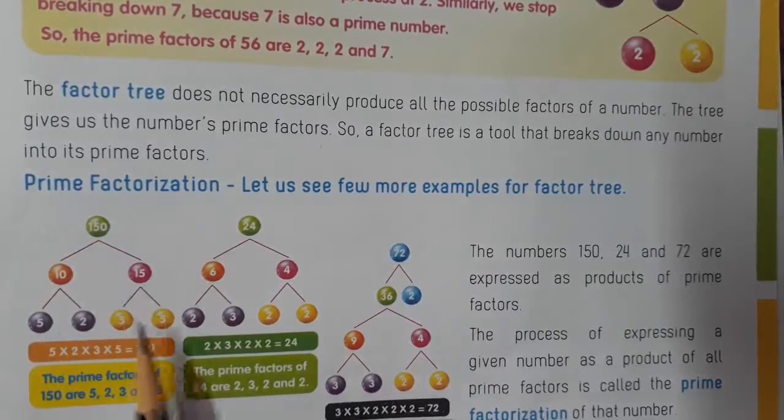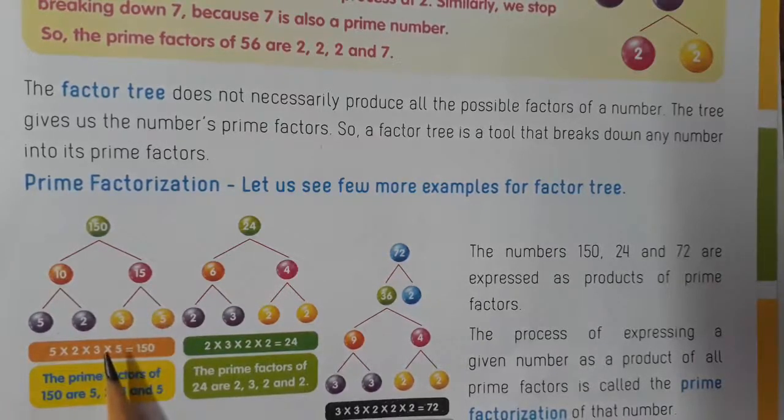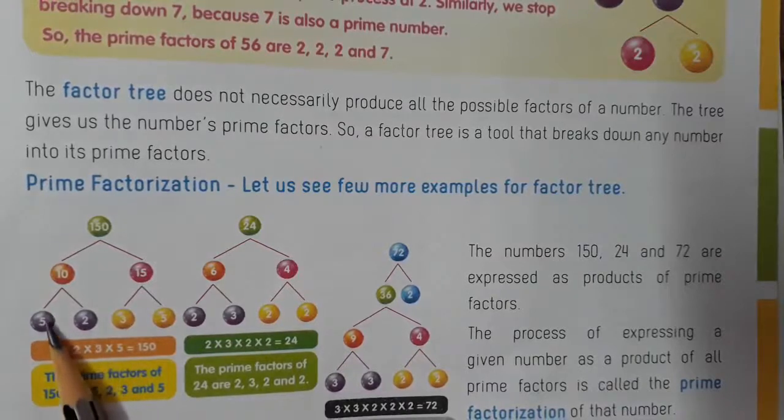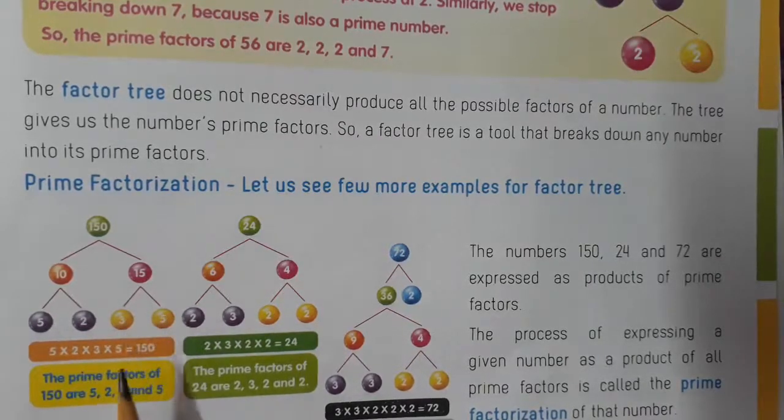Next 15. 3 fives are 15. So 3 is a prime number, 5 is a prime number. We can stop dividing here. So 5, 2, 3, 5 are the prime factors of 150.